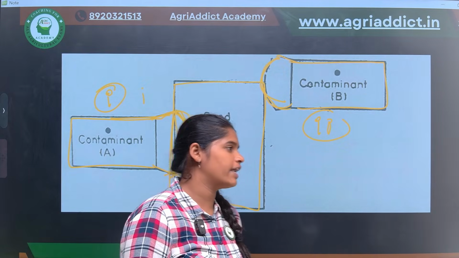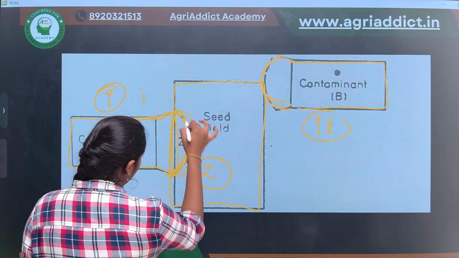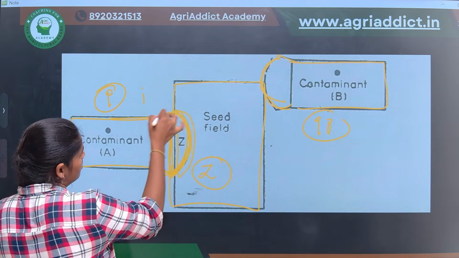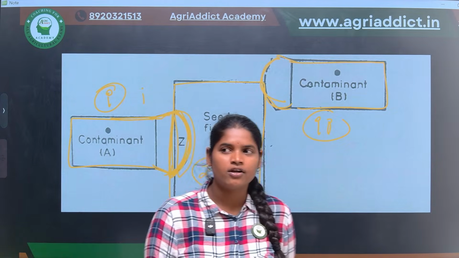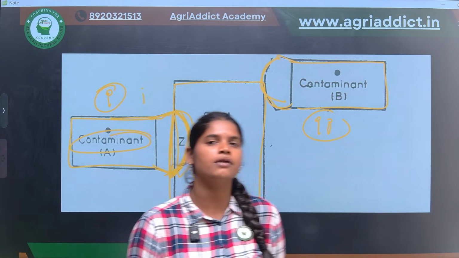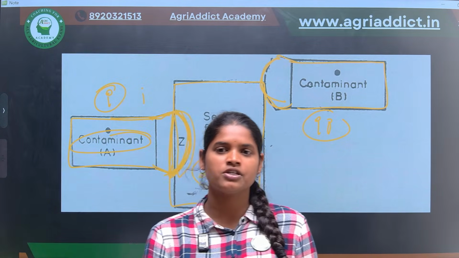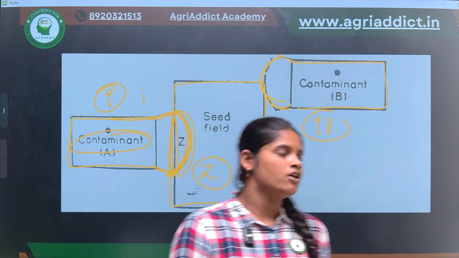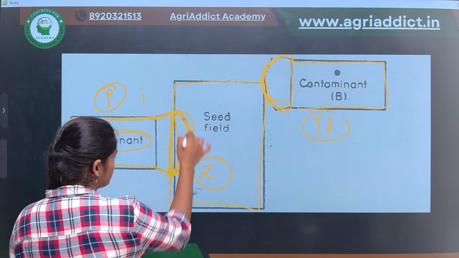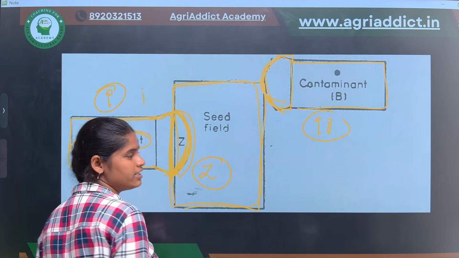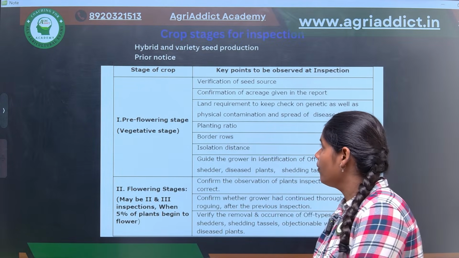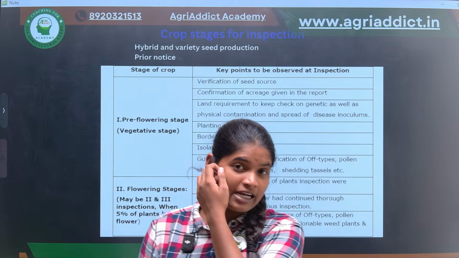Yes, the right answer is case 1, because here the contaminant is inside the field. You can clearly see this. So it can cause direct damage to genetic purity. It depends on the contaminant. If it is a weed, it will cause mechanical admixtures. If it is any other crop species, it will affect genetic purity by cross pollination. But here there is no chance of any contamination, right? So in case 1 there is a chance of getting rejected. Okay, good answer, Vishal.